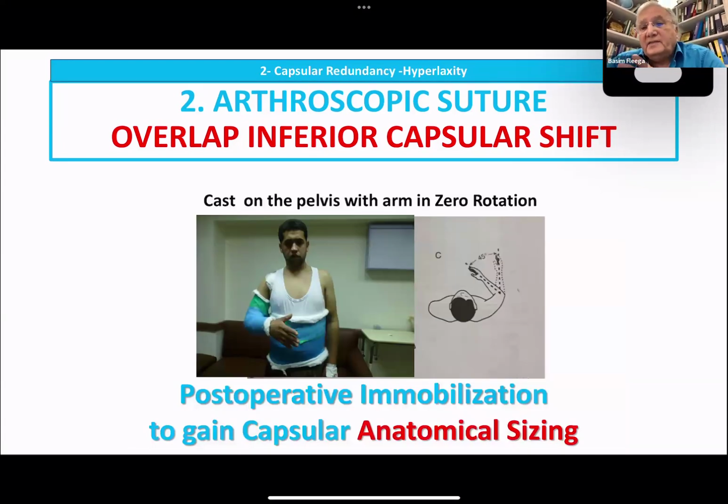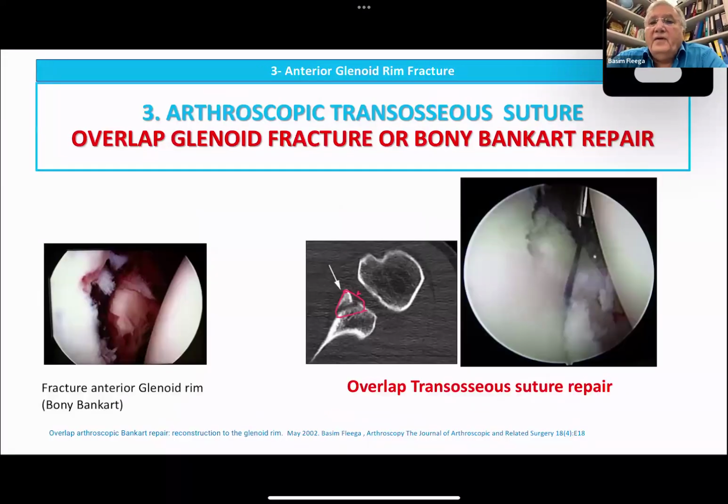Also important is post-operative immobilization in neutral position. We call it anatomical sizing of the capsule. This is, of course, 3 to 6 weeks, depending on the quality of the capsule. Now, if we have a bony Bankart or an anterior glenoid fracture, we also use the overlap Bankart repair and compress the fragment to the glenoid.